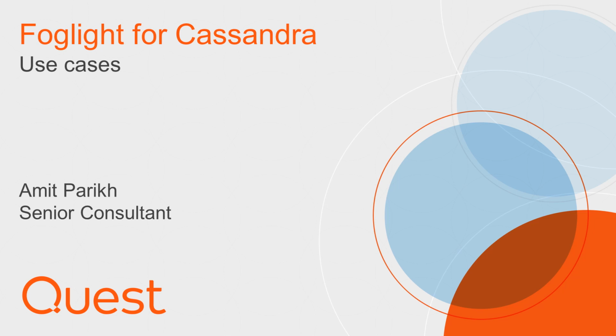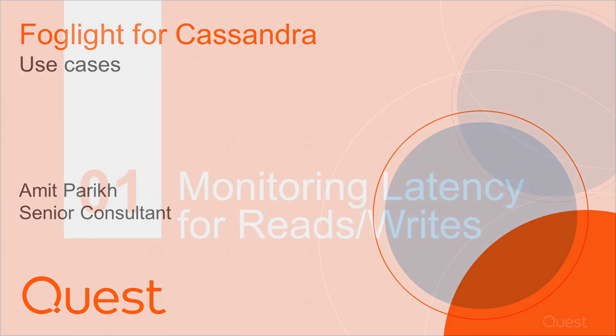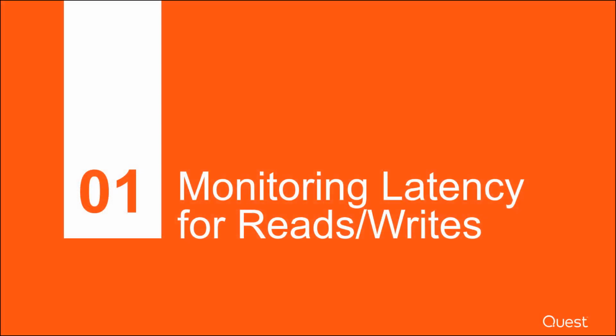Companies that do not have an efficient way of managing Cassandra often struggle to realize the benefits that the platform can provide them. What if you could rapidly detect, diagnose, and resolve performance issues across your physical, virtual, and cloud-based Cassandra database servers? Let's take a closer look at a few important use cases where Foglight can provide value in monitoring performance in Cassandra. Use case 1, monitoring latency for reads and writes in Cassandra.